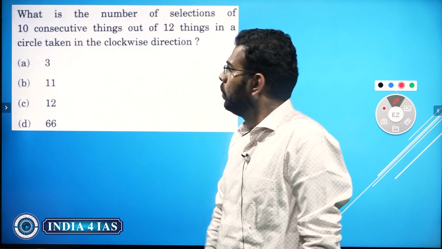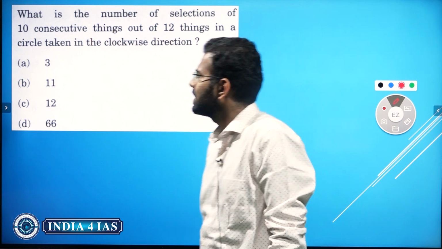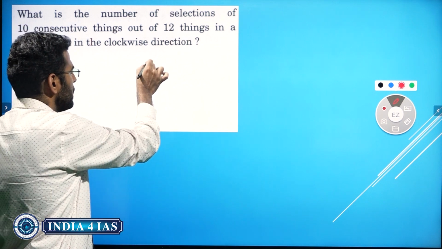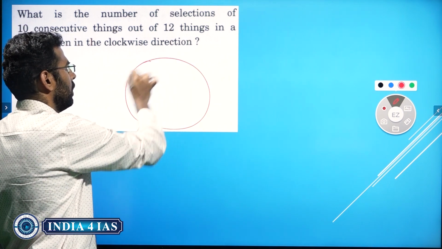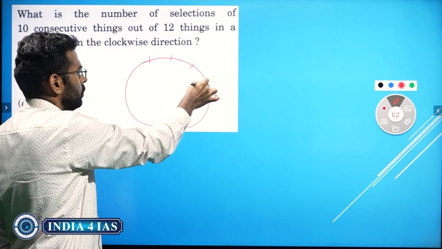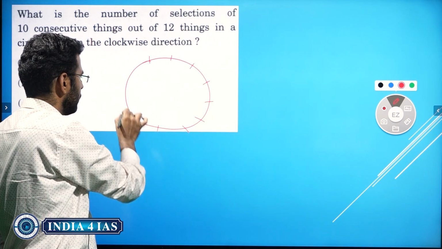So next question. What is the number of selections of 10 consecutive things out of 12 things in a circle taken in clockwise direction? Now try to see what he is saying. You have a circle and you have a total of 12. 1, 2, 3, 4, 5, 6, 7, 8, 9.